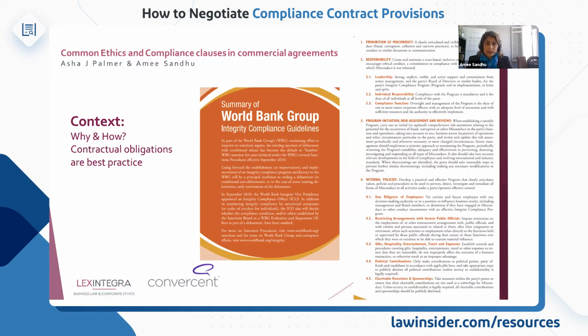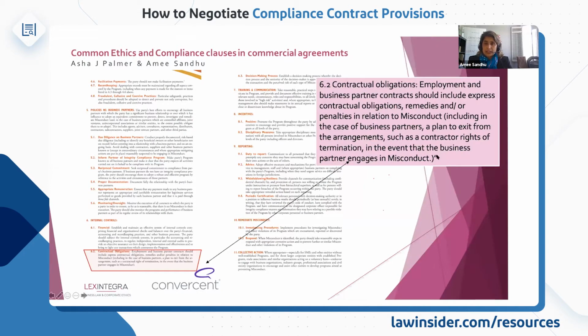And if you turn to the next page, you'll see that in section 6, in particular 6.2, it tells you that these are their contractual obligations. So I'm just going to move my monitor here, the little faces. What we blew up here in this rectangle is that one element of your ethics and compliance program is contractual obligations. The instruction here is that your employment and business partner contracts should include express contractual obligations and remedies and penalties in respect of misconduct. And this can include misconduct from business partners, from contractors, from joint venture partners, whomever you have contracted with.